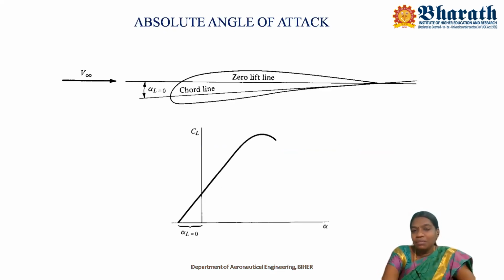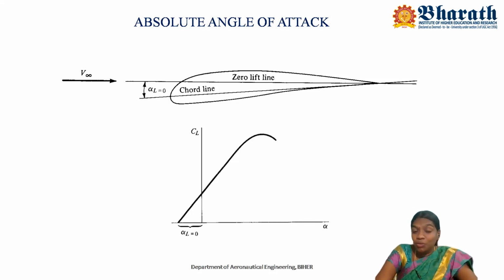The second parameter is the absolute angle of attack. So far you have studied the geometric angle of attack. Here we are introducing a new term called the absolute angle of attack. Why absolute angle of attack? Just look at this airfoil. What type of airfoil is this? Since there is a value of camber, you call this a cambered airfoil.